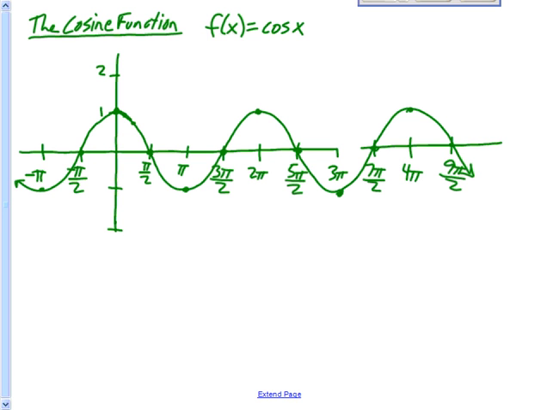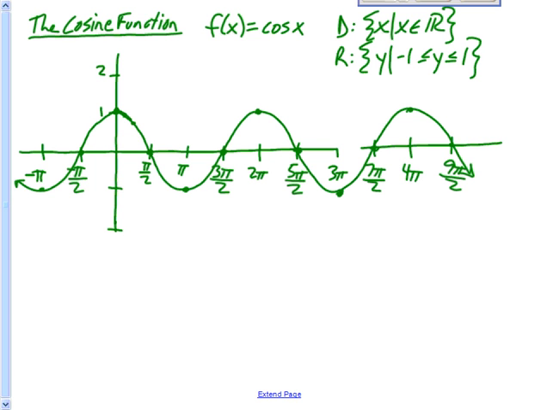Let's name our domain. Domain again, all real numbers. And your range, you notice that your range goes between a low y value of negative 1 and a high value of 1.